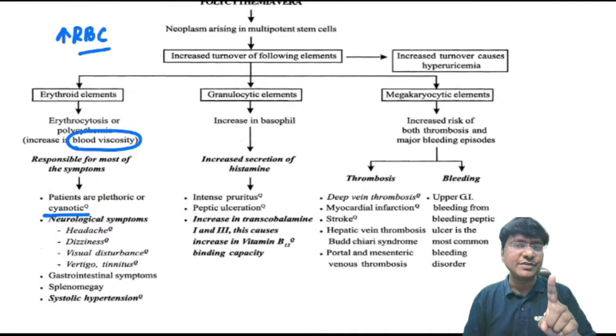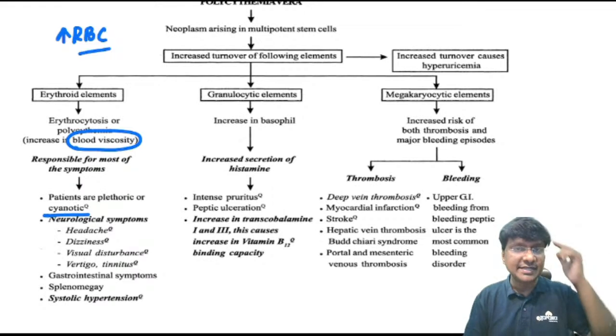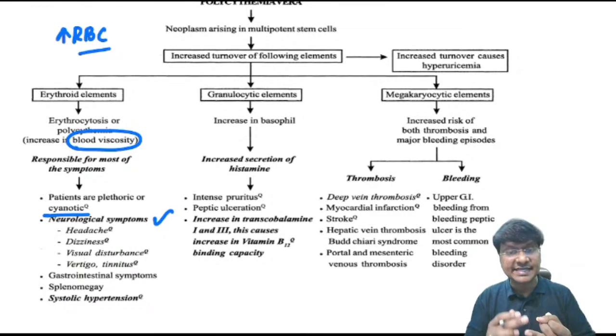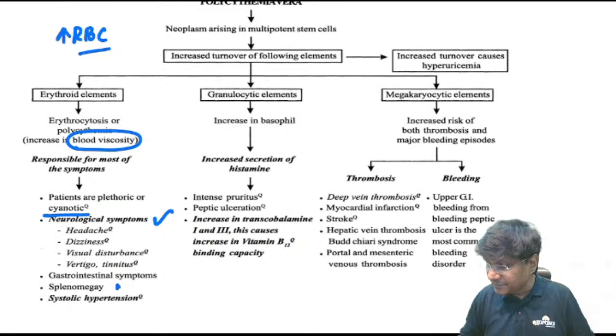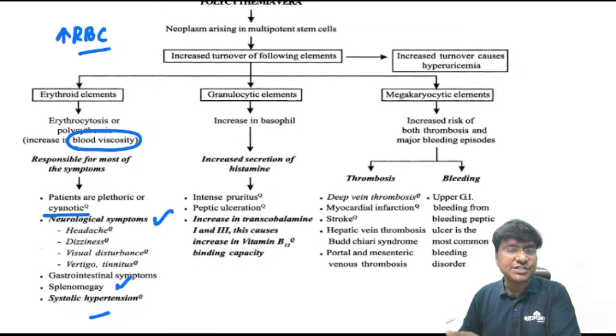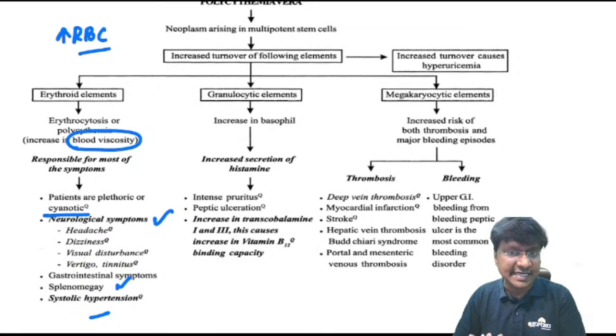And because of hyperviscosity, there is decreased movement of the blood. That will result in decreased cerebral perfusion, because of which you will have neurological symptoms like headache, dizziness, visual disturbances, vertigo and tinnitus. And there will be features of hypersplenism, that is splenomegaly, and there can also be systolic hypertension. So these are the features of increase in the RBC elements.